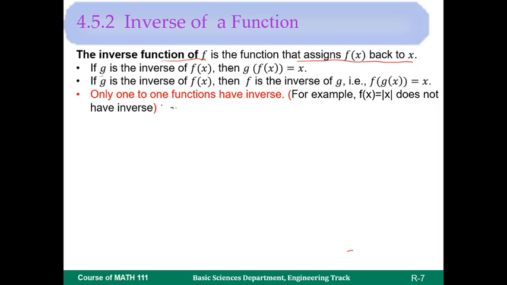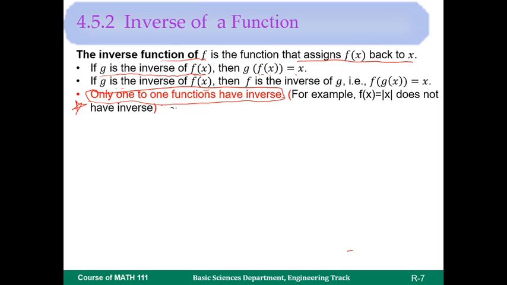Okay, if g is the inverse of a function f of x, it will take f of x back to x. It means g of f of x is equal to x. And the other thing we have to know is if g is the inverse of f, then f is also the inverse of g. So it means f of g of x is equal to x. And this is the very important one here.